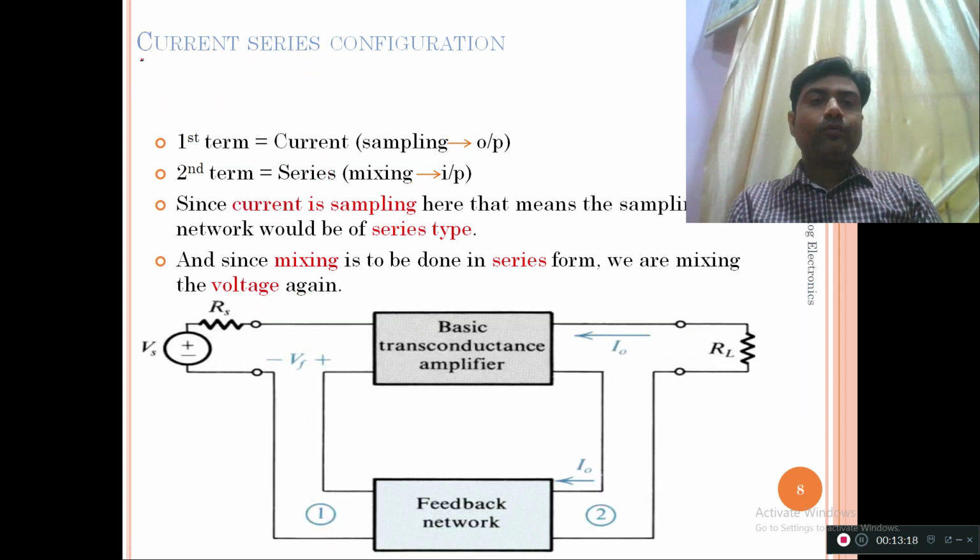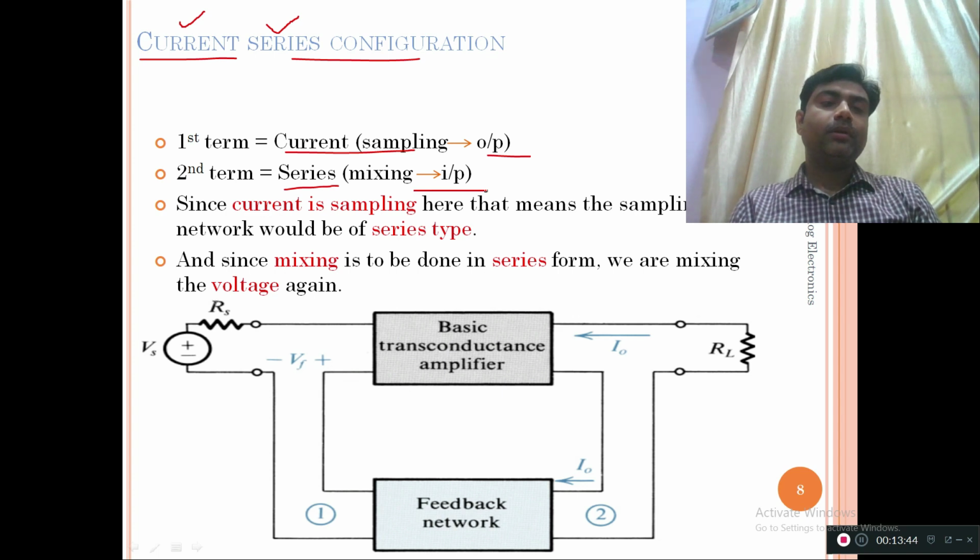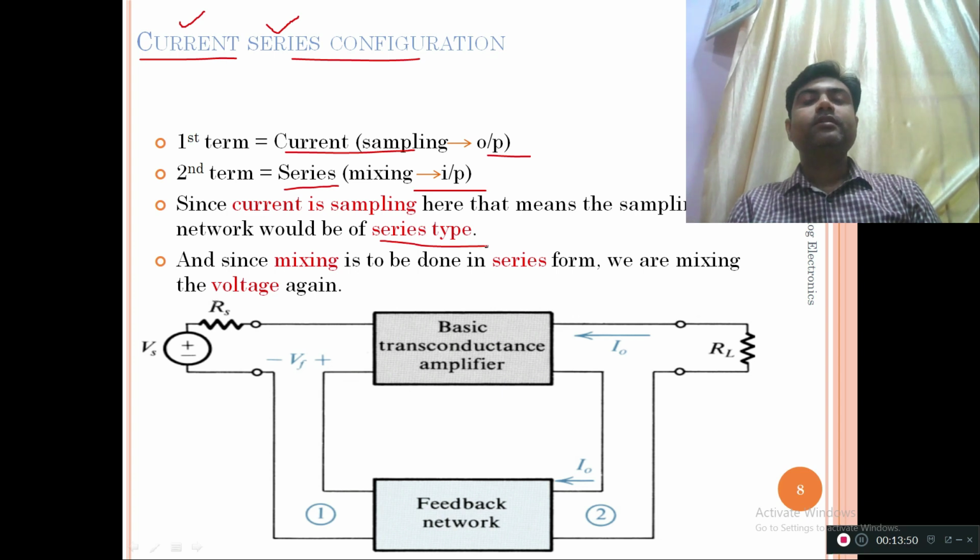Now the second configuration is the current series configuration. Again, concentrate on the first term. First is the current. So what are we going to sample now? We are going to sample the current, and again we are going to mix it in the series form. So current is going to be sampled at the output terminal, and we are mixing it in series at the input terminal. Since sampling of the current has to be done in the series type, as in the case of voltage we used the shunt form.